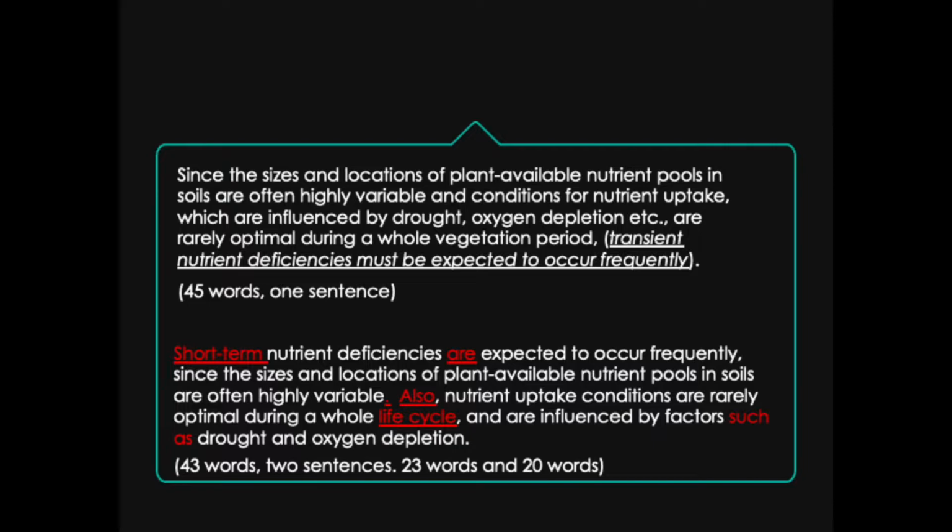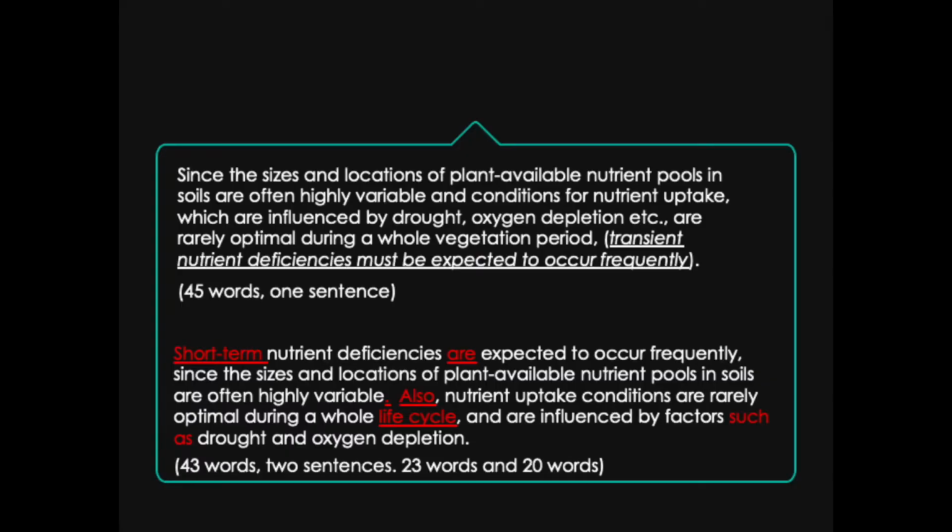Short-term nutrient deficiencies are expected to occur frequently. Okay, that's the opening phrase. And I've changed must be to are, and I've changed transient to short-term. So I've simplified some of the language. We'll continue reading the sentence. Short-term nutrient deficiencies are expected to occur frequently since the sizes and locations of plant-available nutrient pools in soils are often highly variable. So the second part of that sentence is explaining why the nutrient deficiencies are expected to occur frequently.